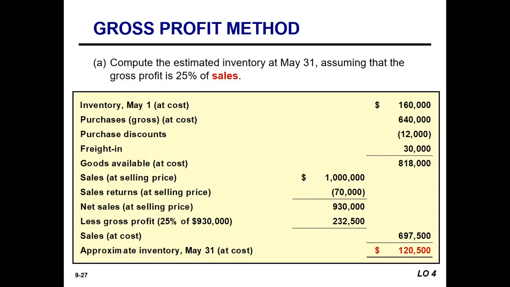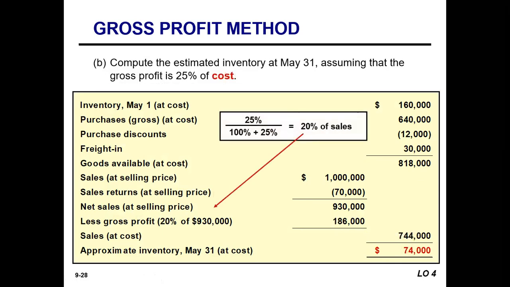Okay. Now, if we calculate it based on a percentage of cost, here in letter B. It says compute the estimated inventory at May 31, assuming that the gross profit is 25% of cost. So again, if they give us gross profit as a percentage of cost, we want to convert that to a percentage of sales. And then we would calculate it the same way that we just did. Net sales less gross profit as a percentage of sales.